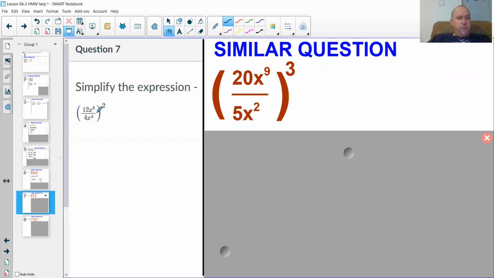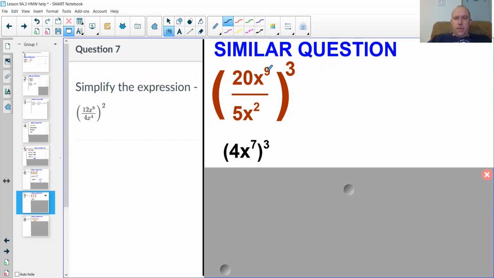This one's much easier than question 6. So on this one here, you can do 12 squared and next to the 6 squared, and you could do this for this one, 20 cubed, and that's just going to be a really big number though. But notice if you simplify first, 20 divided by 5 is 4. 9 take away 2, because I'm dividing here, so I subtract exponents, is x to the 7.